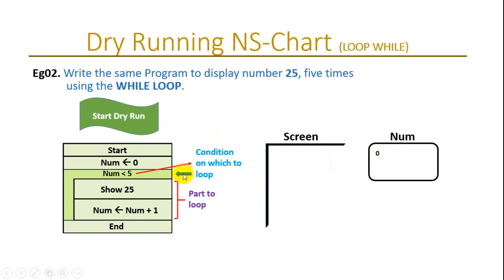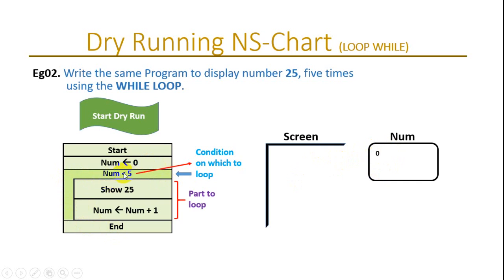Then you go to the next line. Now this is where the condition is checked. Is this condition true, num less than 5? Yes, because num happens to have 0, so it is less than 5. But if this was 10, then it won't be less than 5. Or even if it is 5, it won't be less than 5, because 5 is equal to 5. If this was 5, then this will be false, and therefore you come out to the end. But in this case, num is 0, so less than 5, yes, true.